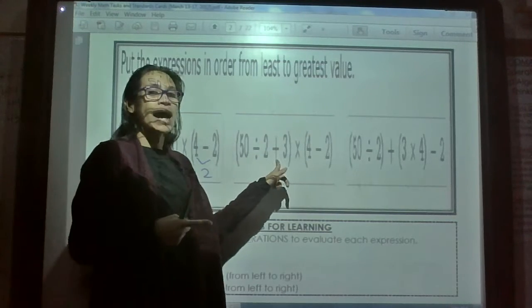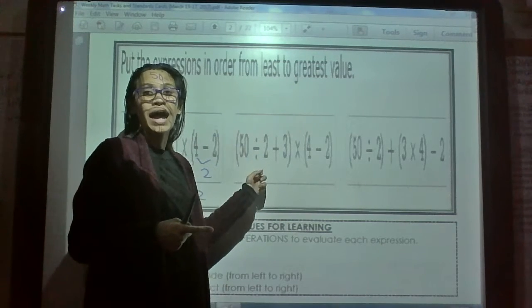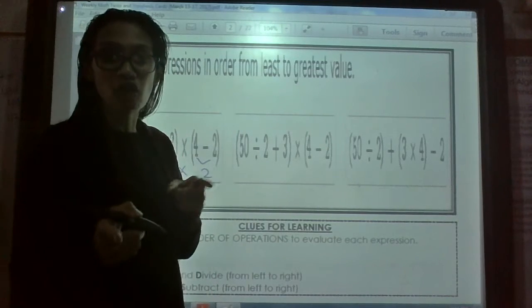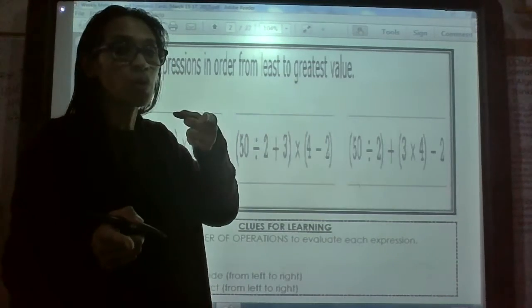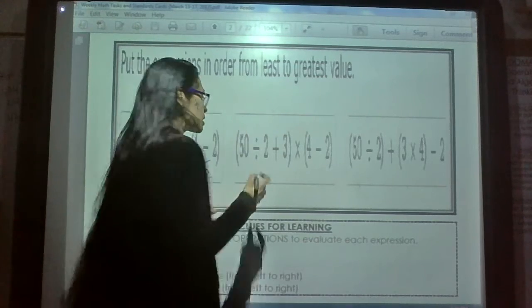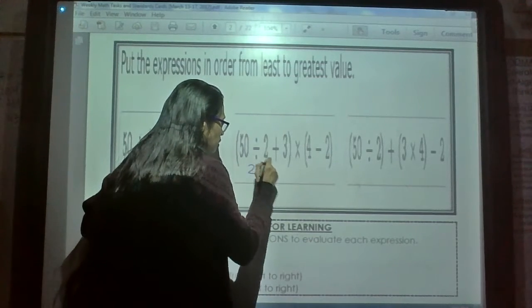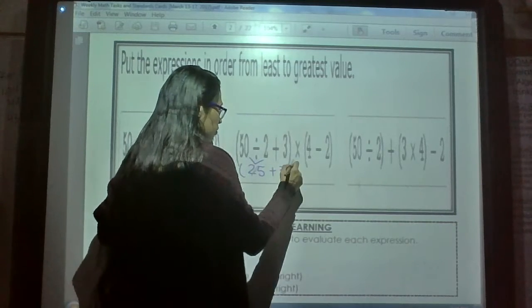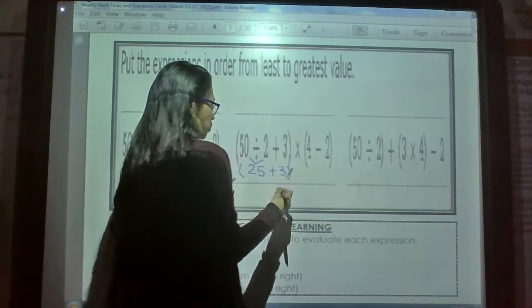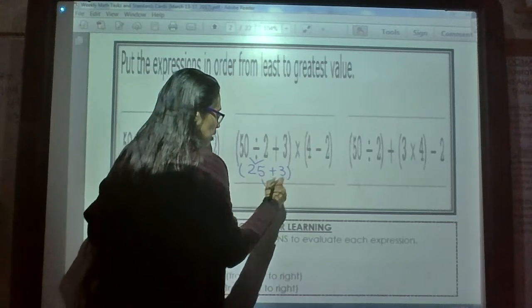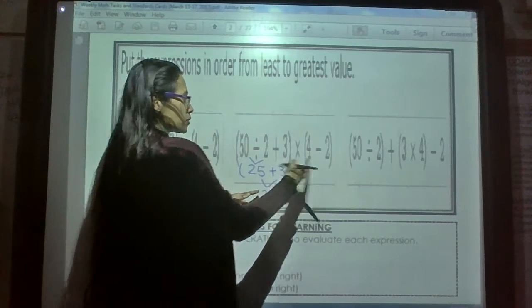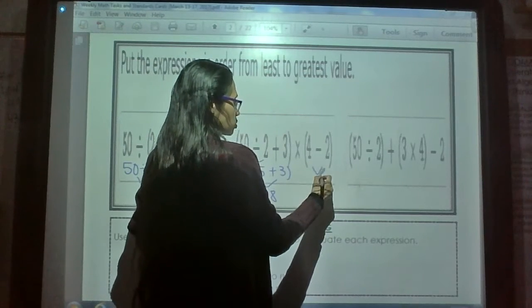So do we divide or add first? We divide. So 50 divided by 2 is, oh, you should know. Think 2 quarters makes 50 cents. That's a 25. So 50 divided by 2 is 25 plus the 3. So that's still in parentheses, which is what? 25 plus 3 is 28. So I have 28 over here, and then 4 minus 2 is 2.